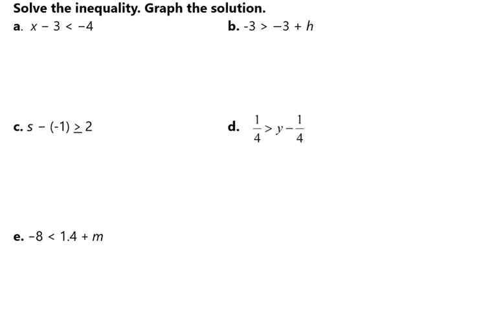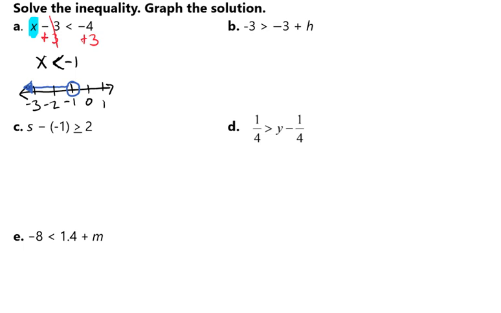For problem A, or example A, we have x minus 3 is less than negative 4. If we're trying to get the x by itself, we need to get rid of the 3. The opposite of minus is a plus, so we'll add it, and that's going to give us x is less than negative 1. When we go to graph that, we'll have negative 1, 0, 1, negative 2, negative 3. We will have an open circle at negative 1 with our arrow pointing to the smaller numbers.